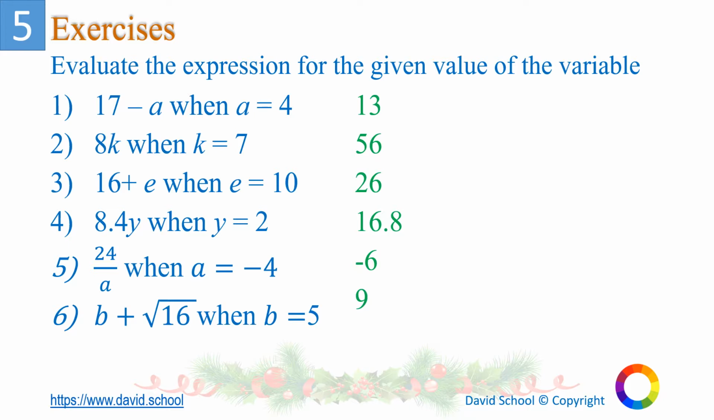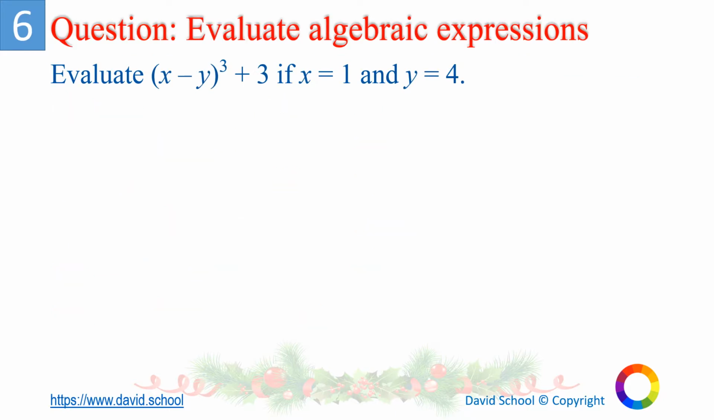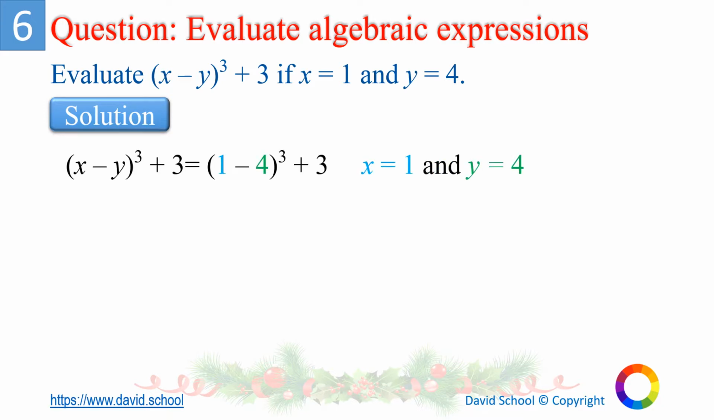Now let us evaluate some more algebraic expressions. Question 6. Evaluate (x minus y) whole cubed plus 3 if x equals 1 and y equals 4. First, we substitute x value 1 and y value 4 in the algebraic expression. Then we have a numerical expression. It is (1 minus 4) whole cubed plus 3.